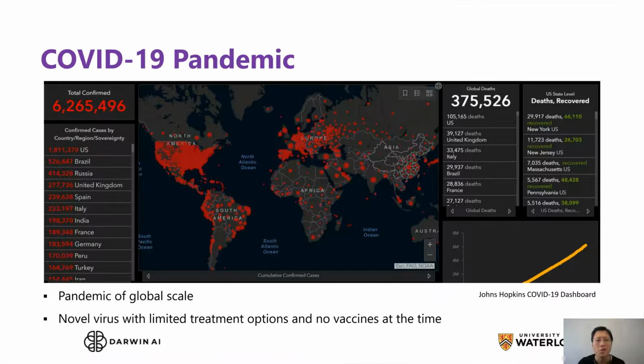One of the interesting things I always like to bring up, just as a reflection of what has been happening during the pandemic, was a slide that I showed from the Johns Hopkins dashboard early in the pandemic when I first gave a talk. At the time, it was already a pandemic of global scale. We had a novel virus with limited treatment options and no vaccines at all.